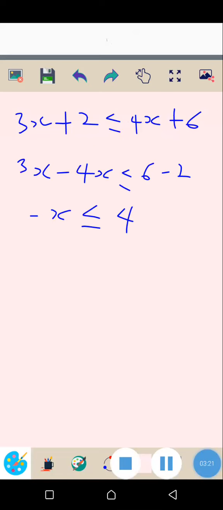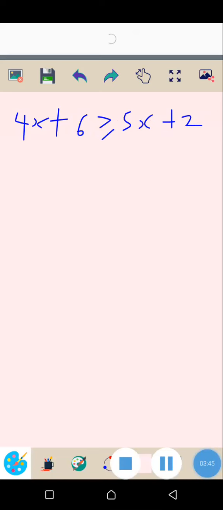We then have it as x greater than or equal to minus 4. So the solution to this inequality becomes x greater than or equal to minus 4. Why? Because initially we have a negative 1 as a coefficient of x. Let's consider another example. Alright, we have another example as 4x plus 6 greater than or equal to 5x plus 2.